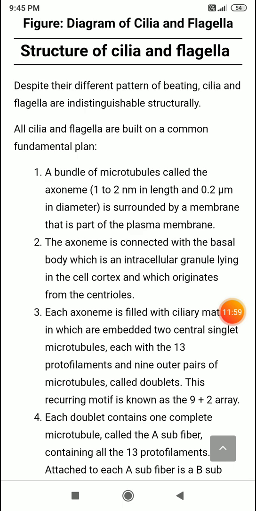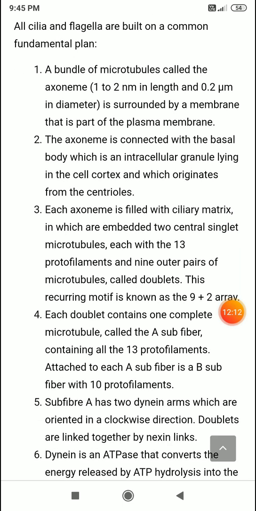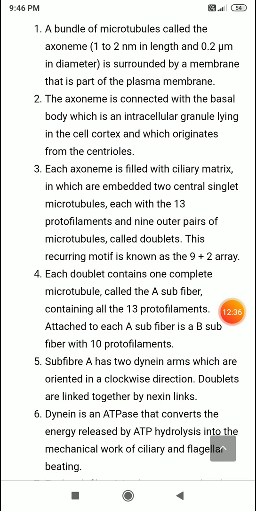The axoneme is connected with the basal body, which is an intracellular granule lying in the cell cortex and which originated from the centrioles. Each axoneme is filled with ciliary matrix in which are embedded 2 central singlet microtubules, each with 13 protofilaments, and 9 outer pairs of microtubules called doublets. This recurring motif is known as the 9 plus 2 array.